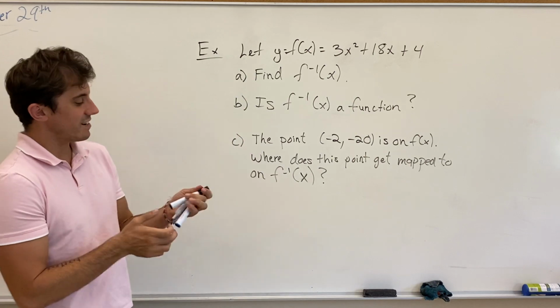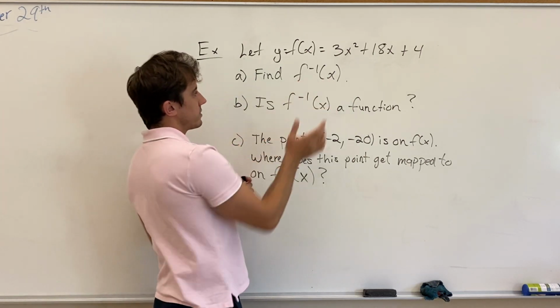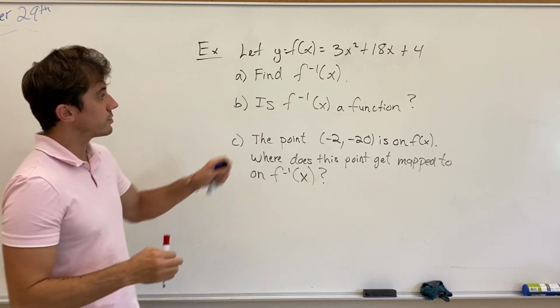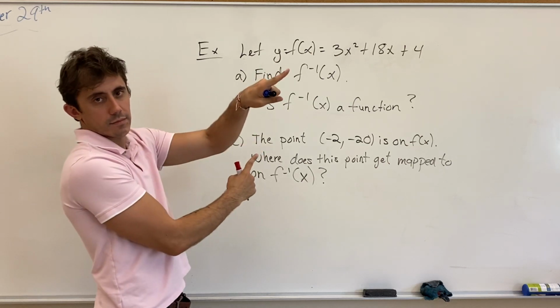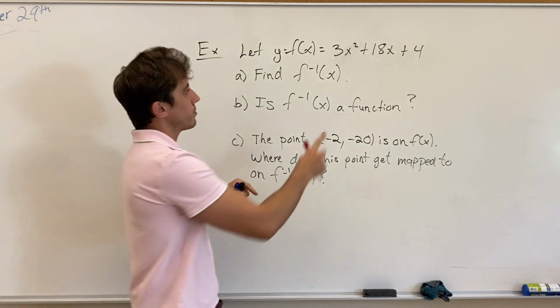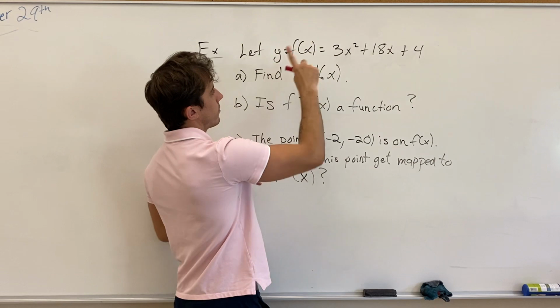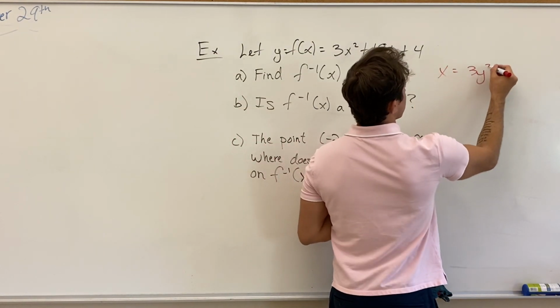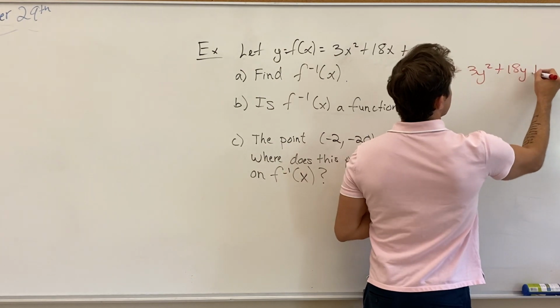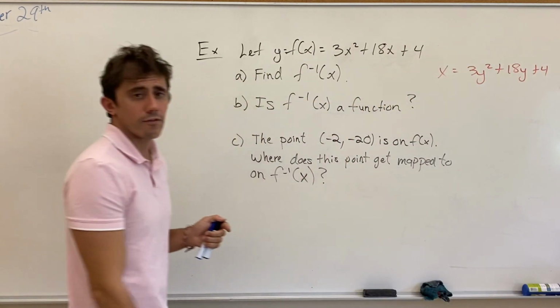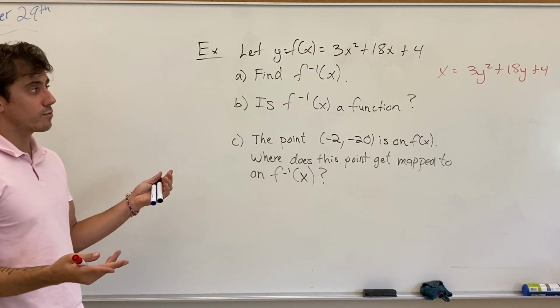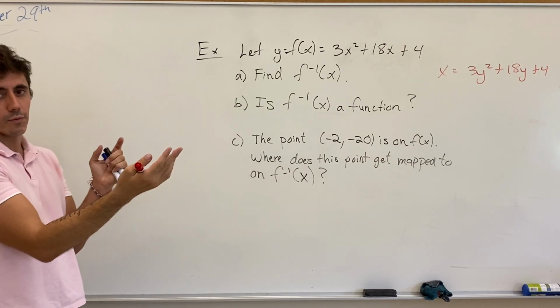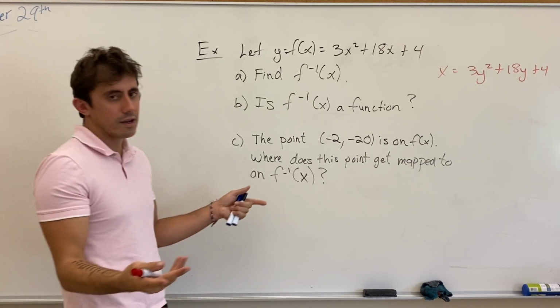So let's start by getting the inverse relation of f of x. To do that, we know we just swap the x and y's, right? So we plug in y's for x's and x's for y. And so what we get is x is equal to 3y squared plus 18y plus 4. And this looks like an awful mess to try to solve in this form, right? Because we have two terms with y and we're trying to isolate y. That's going to be a problem.